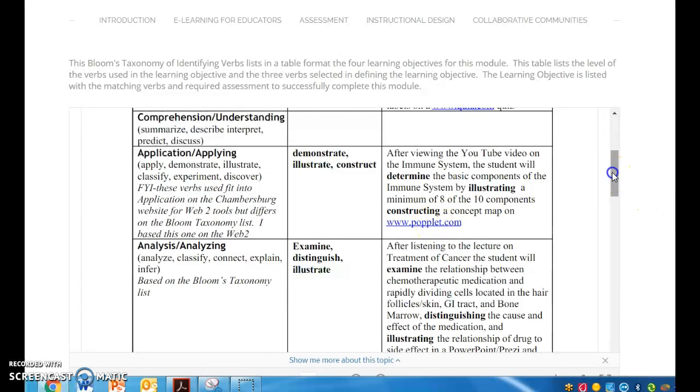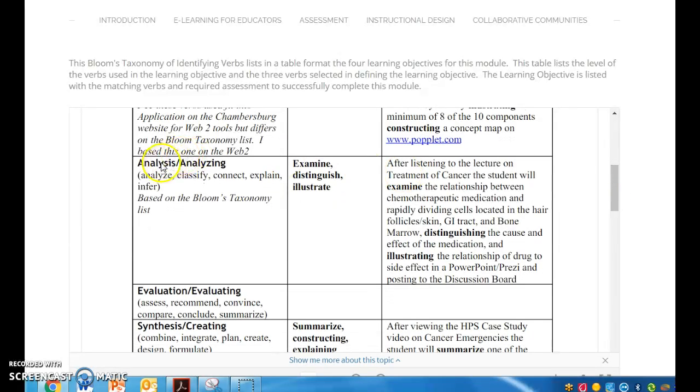Then the next, moving up Bloom's taxonomy, at the analysis or analyzing level, the words that were chosen from that level were examine, distinguish, and illustrate. And this was looking at cancer treatments. And they were to examine the relationship between chemotherapeutic medication and cell division, which is located in your skin, GI tract, and bone marrow, and distinguish the cause and effect of the medication and illustrate this relationship in a PowerPoint presentation or Prezi, and then they were to post that to the discussion board. Now, each of these projects would have had a specific rubric attached to determine if they met these objectives.